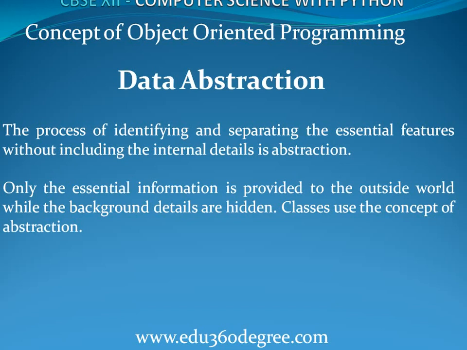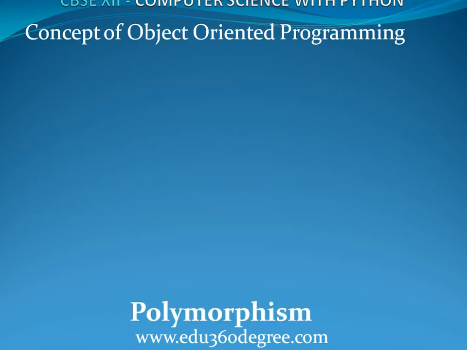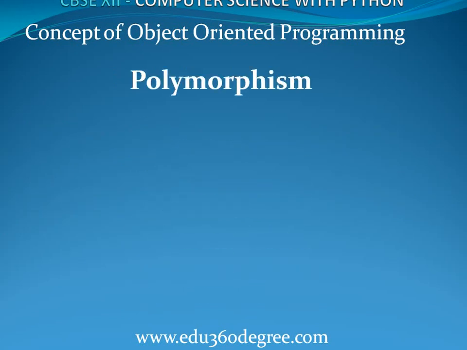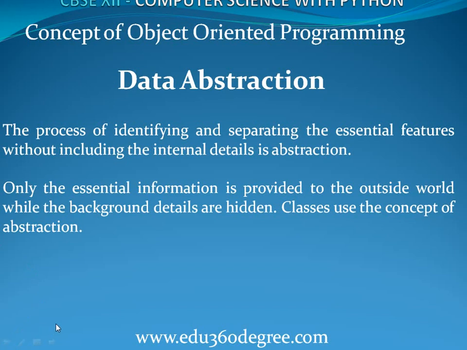A class uses the concept of abstraction. It encapsulates the relevant data and functions that operate on the data by hiding the complex implementation details from the user. Abstraction and encapsulation are complementary concepts.